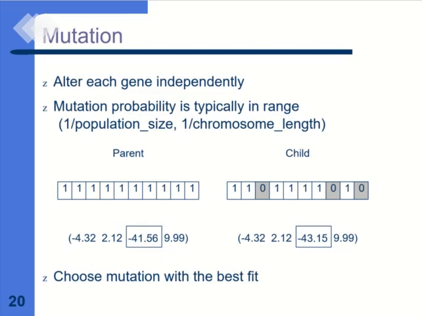The other feature, as we discussed, is the mutation, which alters each gene independently. So for example, with this parent having all ones, we can flip just one of the genes from 1 to 0. It can be another 1 to 0, and so on. If real values, we can change this value to this value, and we choose the mutation with the best fit.